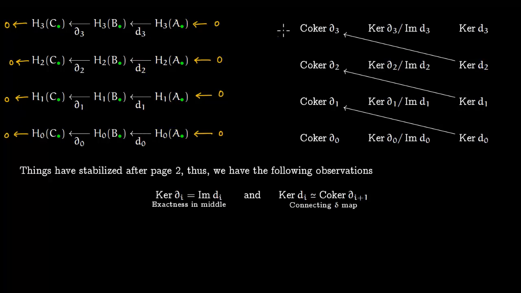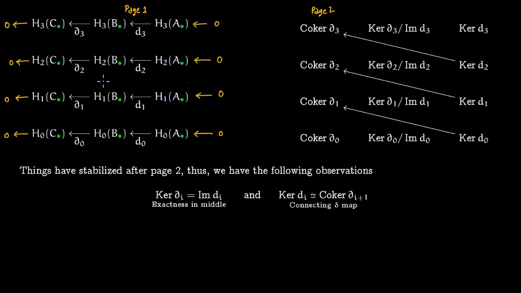So now for the next page, so this was page 1. For the next page, we start taking our corresponding homology. So homology here would be just the kernel of this d3. So kernel of d3. Homology here would be the cokernel of partial 3. So this is the cokernel of partial 3. And homology here is kernel of partial 3 over image of d3. So that is what it is.